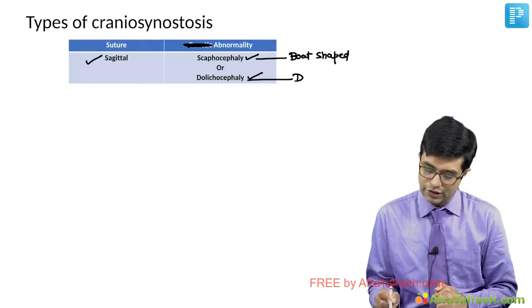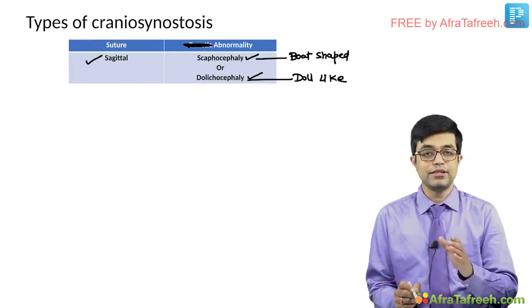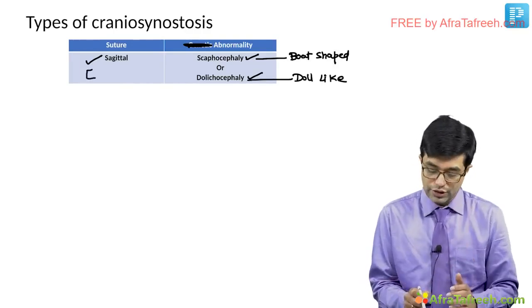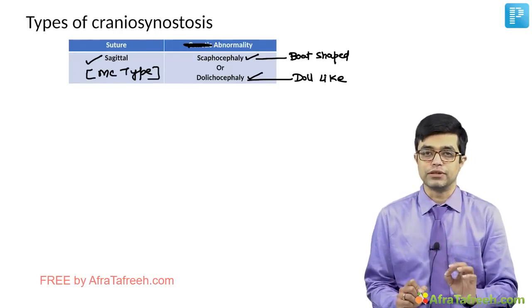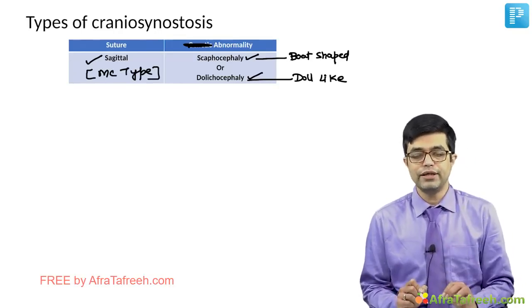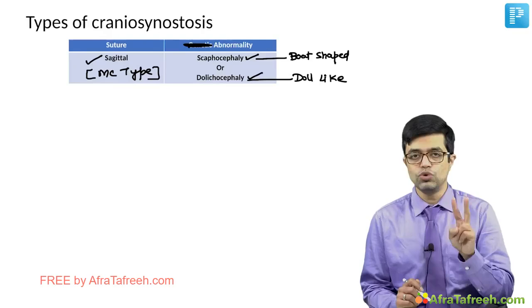Dolichocephaly is called a doll-like skull. Sagittal suture involvement is the most common form. So scaphocephaly or dolichocephaly is considered to be the most common type of craniosynostosis. In NEET super specialty, this question was asked in two ways.